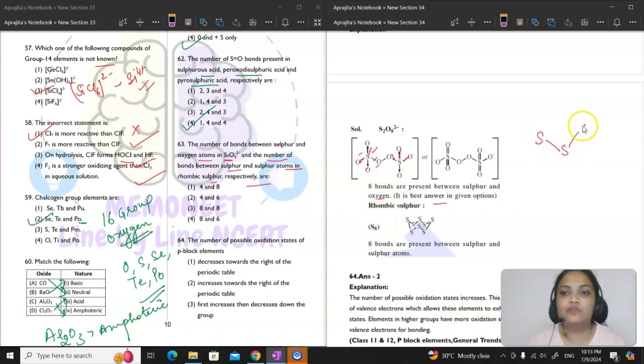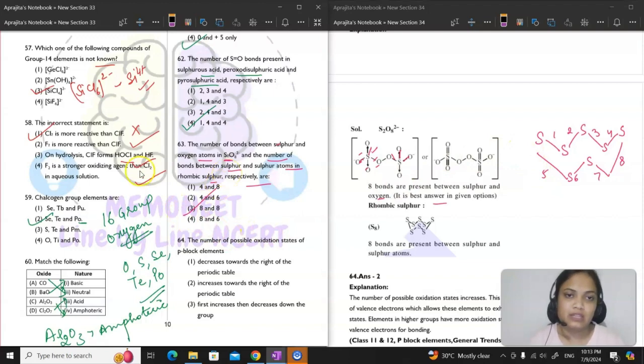Like a W-shaped S8. So it is S8, and you can say 8 bonds are present: 7, 8. 8 bonds are present. So the answer is going to be option number 3, 8 and 8.